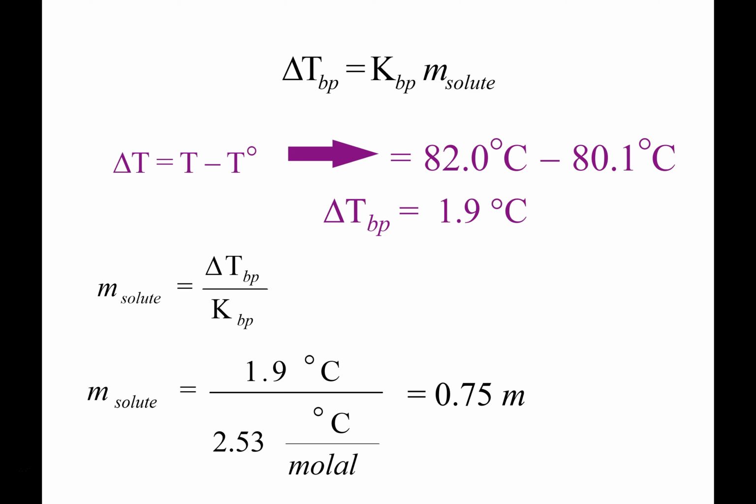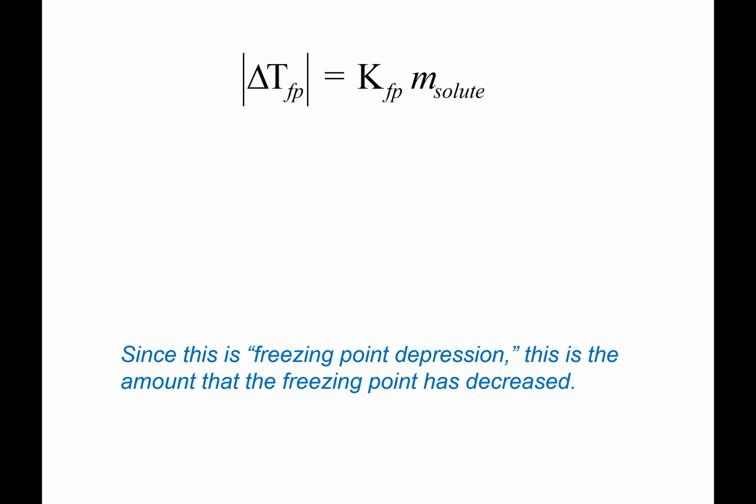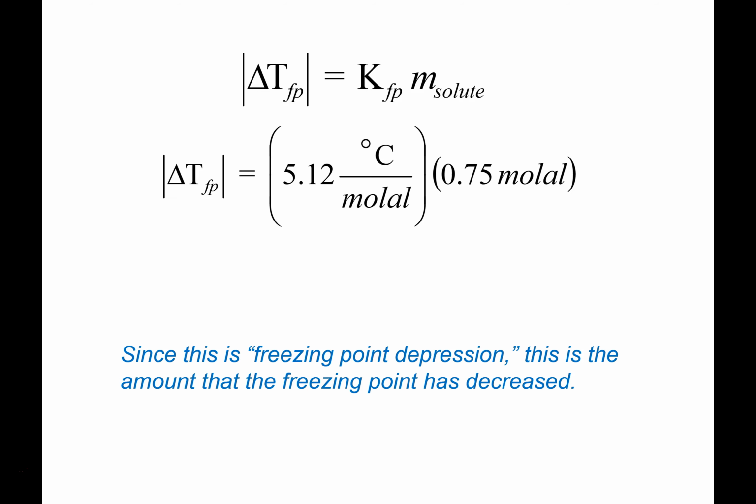So we're not quite done yet. Now we need to switch gears. Instead of boiling, we're going to freeze. So we're going to apply that to the freezing point. Our delta T FP looks like this: we were given the freezing point depression constant of 5.12 degrees Celsius per molal times our 0.75 molal. To 2 sig figs, and again, this is where we have the absolute value thing coming along, the absolute value for the change in the freezing point temperature will be 3.8 degrees Celsius.